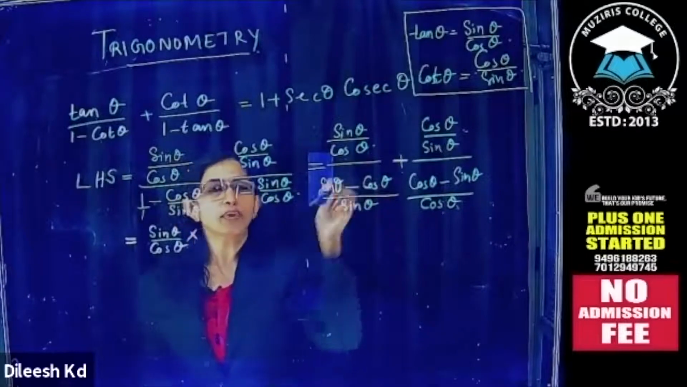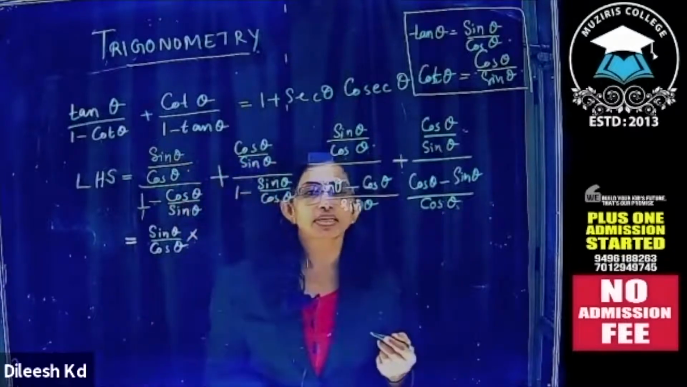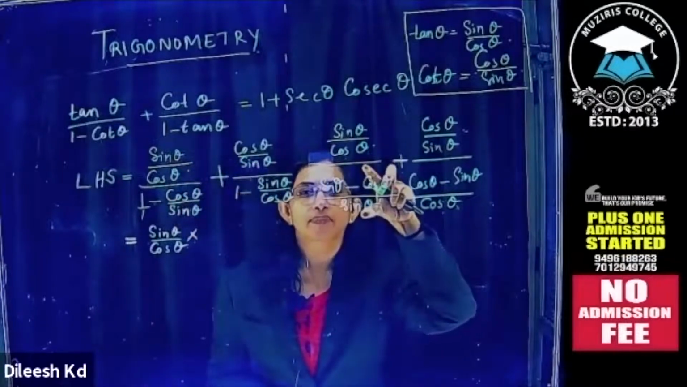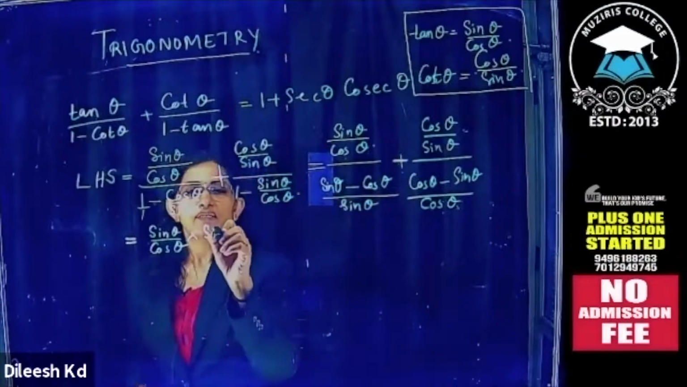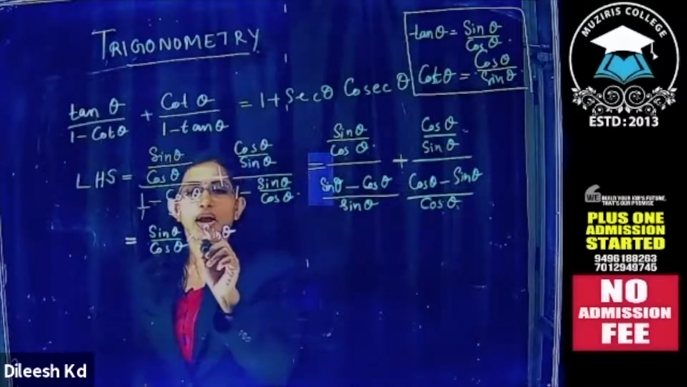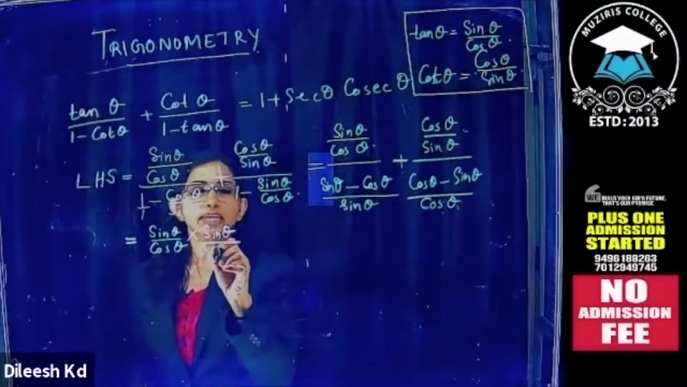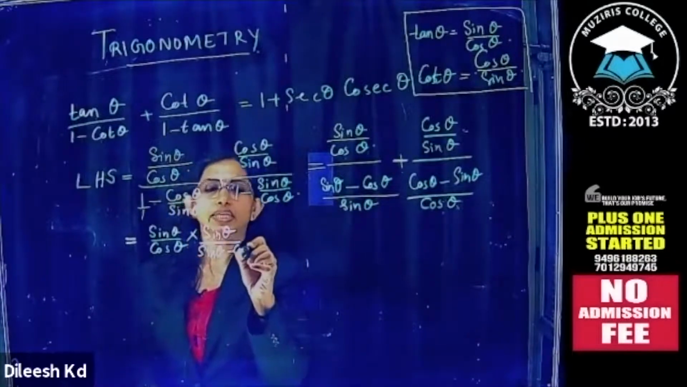We need to take the reciprocal. What is the reciprocal? Can you say, anybody? What is the reciprocal of this one? Sin theta by cos theta. Very good. Sin theta divided by sin theta minus cos theta.